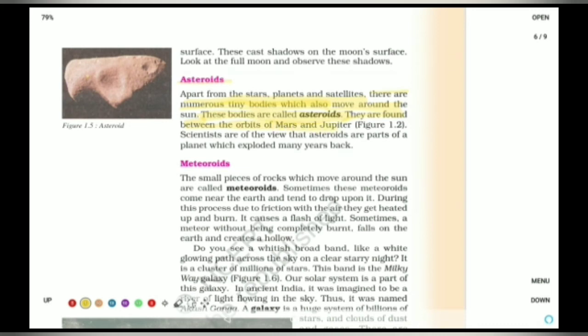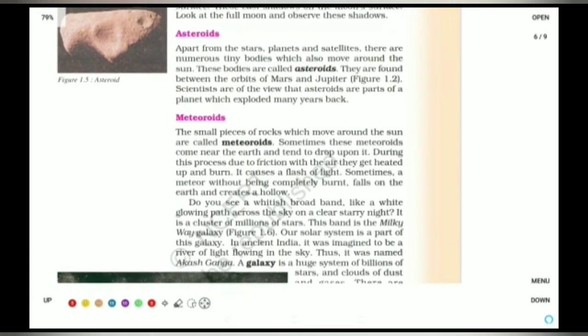Right? Scientists are of the view that asteroids are parts of planets that exploded years back. What do the scientists say? That asteroids are the parts of planets which have exploded into numerous pieces.